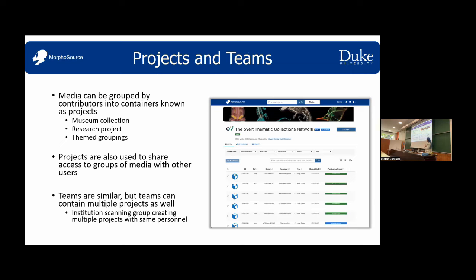Projects and teams, as I was saying: media can be grouped by contributors into containers known as projects. That could be for a paper, for a themed group, or for a museum collection. You can also use projects to share access to media with other users. Teams are like mega projects. One of the two main use cases is if you're a lab group and you want 4 people in the lab to all have access to data that's spread across 10 different projects. You could use a team where the team is the lab and the team has multiple projects.